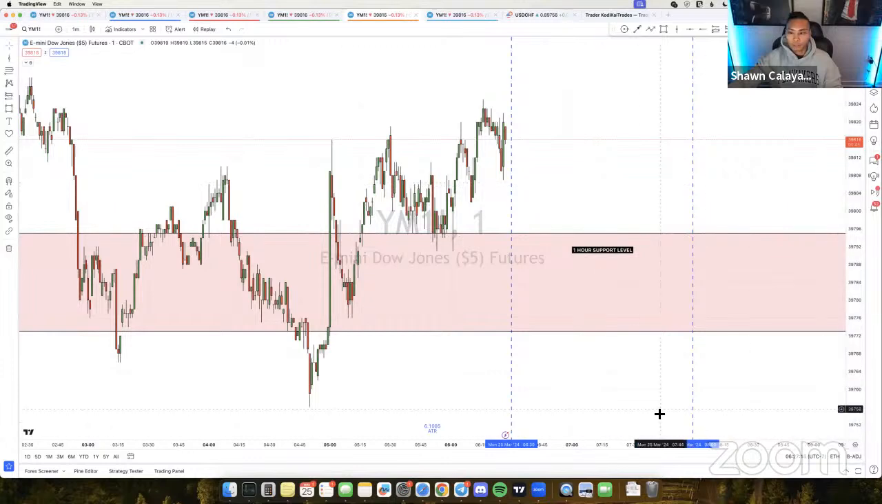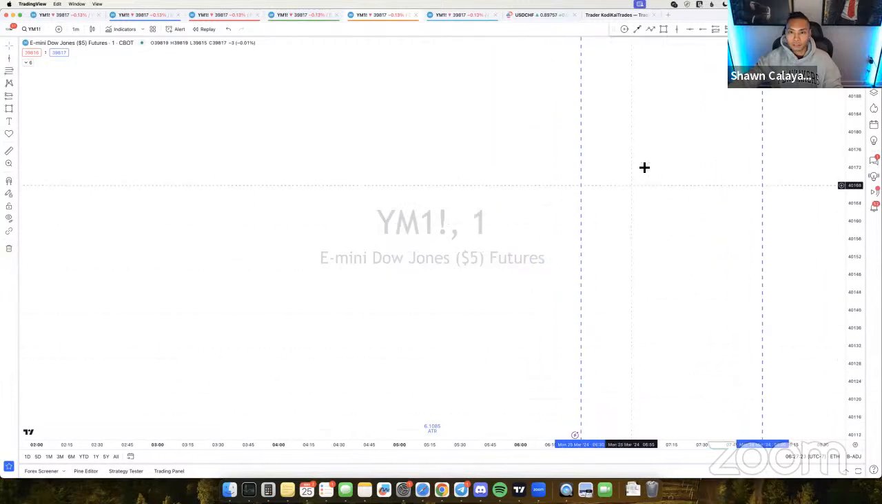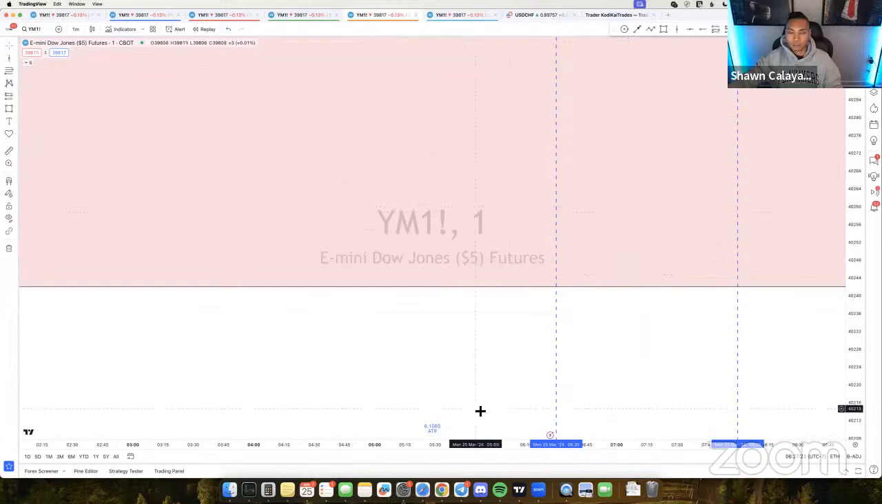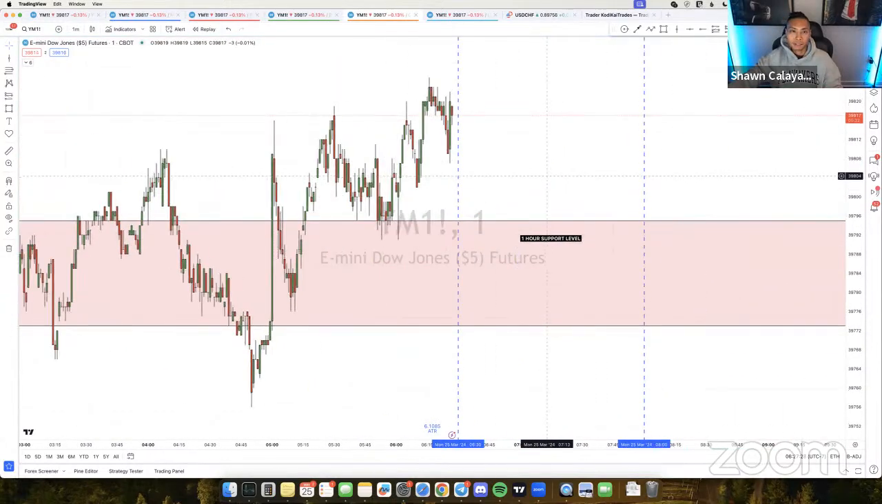Looking over here at our clean chart, we have a 1 hour support level, which is right here. We also have a 4 hour resistance level, which is super high. I'm not expecting price to get this high today. I can keep dragging up here, it's super high up here. So probably won't expect price to get that high, at least not by today.